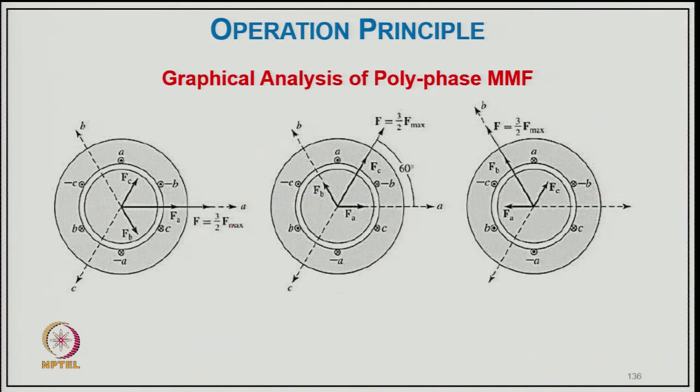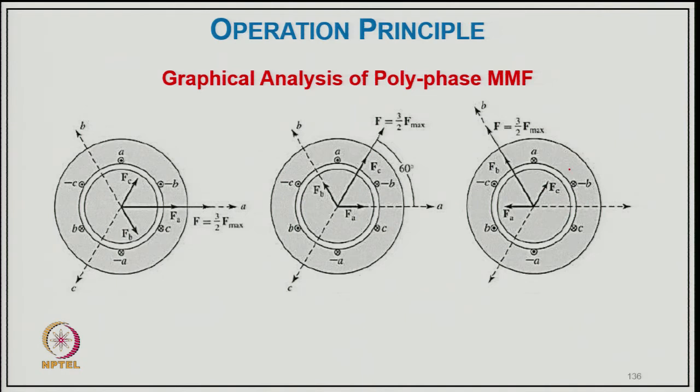So, at this particular time you have 3 by 2 here, and this is the contribution of all 3 phases: A phase, B phase and C phase, and the resultant is this. After 60 degrees you again have a resultant F equal to 3 by 2 maximum, with the contributions of A phase, B phase and C phase. Similarly, at 120 degrees the resultant will again be F equal to 3 by 2 F_m, with the contributions of A phase, B phase and C phase.